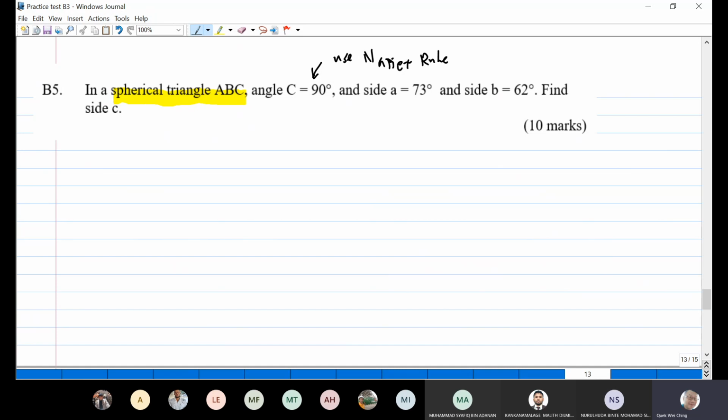Wait, maybe we forgot, Napier's rule will be provided in the formula sheet. So yeah, three sides ABC here. Let's say this is A here, this B here, and then let's say a 90 degree C here. So let's try to draw it so that it looks more like 90 degrees.